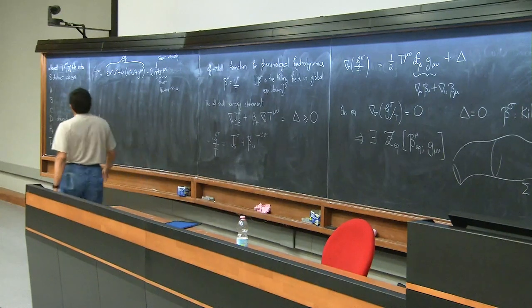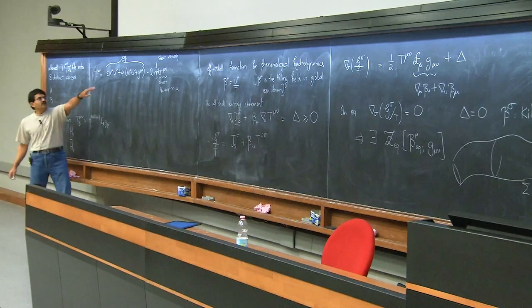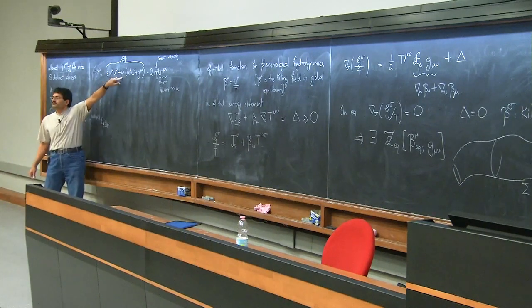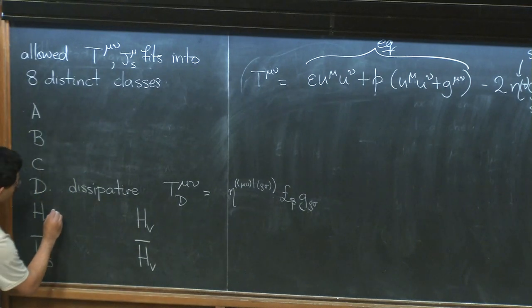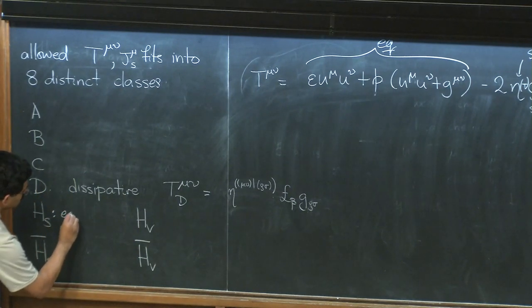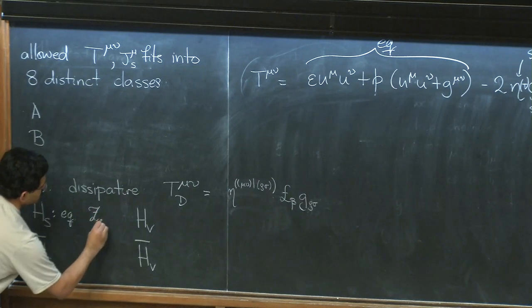But then there's this plethora of things, and in fact, Atish alluded to something, because this piece is in equilibrium. This does not belong to T mu nu d. It actually belongs here. Equilibrium, and this comes from Z equilibrium.